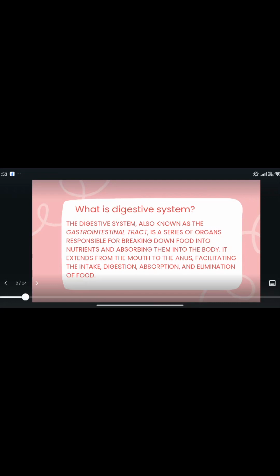The digestive system, also known as the gastrointestinal tract, is a series of organs responsible for breaking down food into nutrients and absorbing them into the body. It extends from the mouth to the anus, facilitating the intake, digestion, absorption, and elimination of food. It is the group of organs in your body that works together to break down the food you eat. It helps turn food into smaller parts so your body can absorb nutrients and use them for energy, growth, and repair.